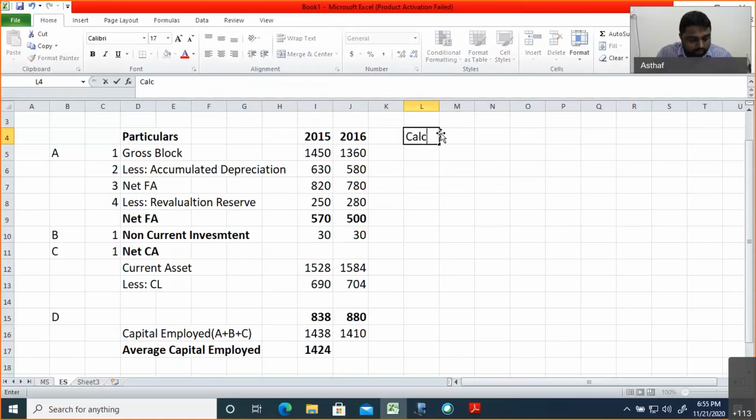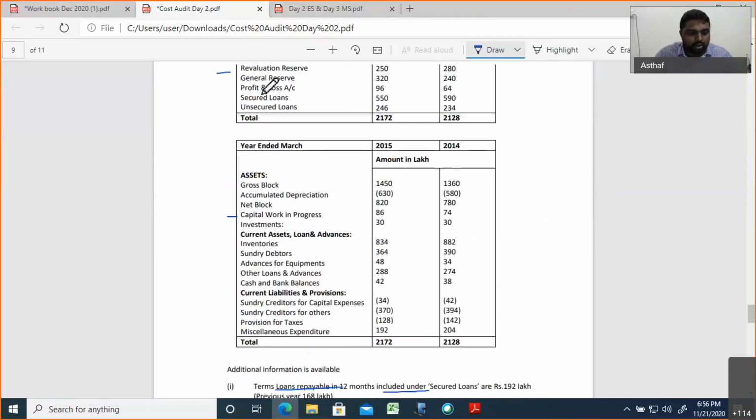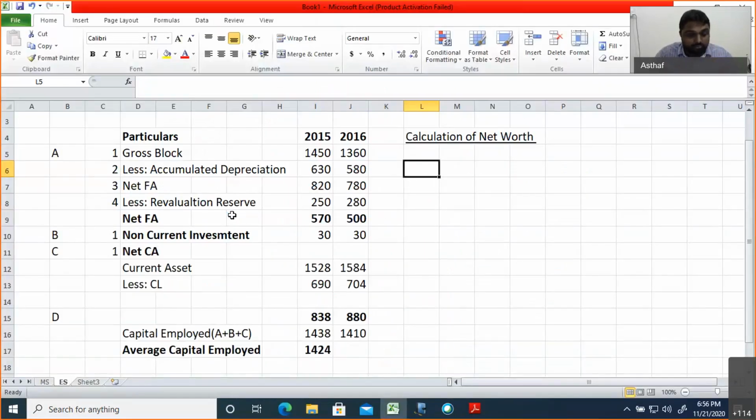Now calculation of capital employed. I am ready here, we can start. Not capital employed, calculation of net worth. So we will take one by one. So net worth. This is the data we have to take. The same thing, we have 2-year data, so we have to consider both years.